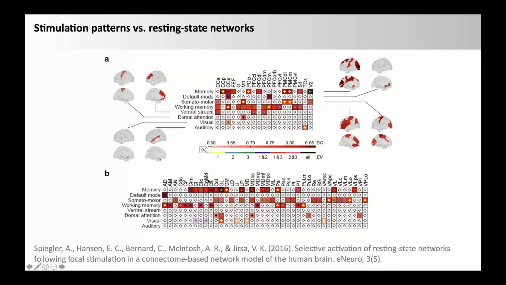When he stimulated those with the virtual brain, then they were also able to reproduce quite a lot of those resting state networks. Only the ventral stream network and the auditory, for example, could not be reproduced by stimulation of the subcortical area. So this just nicely shows us how well we can reproduce reality by stimulation with the virtual brain.